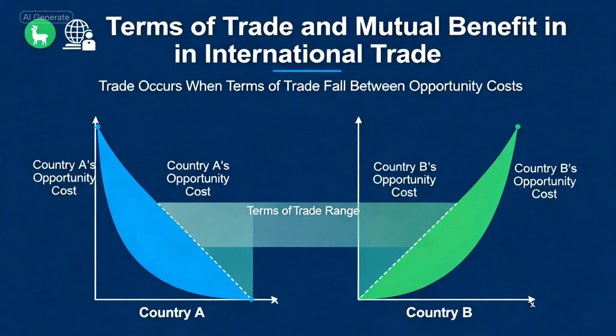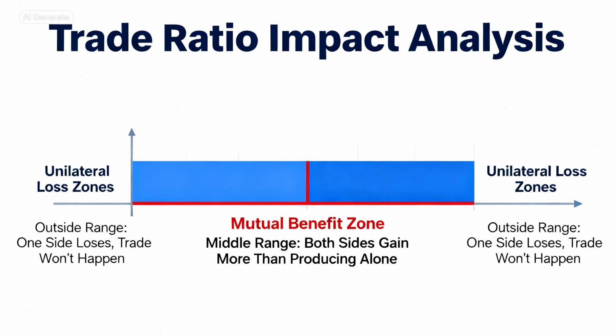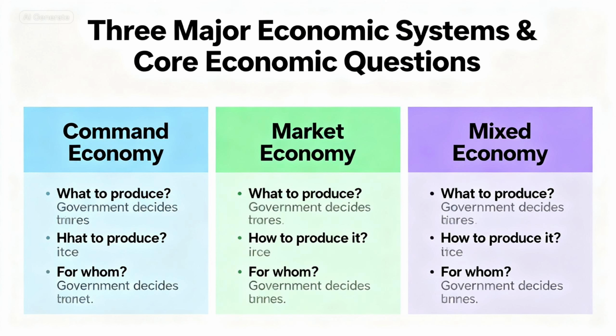Now, terms of trade. Once we know who specializes in what, trade can only happen if both benefit. That's where terms of trade come in. Terms of trade must fall between the two countries' opportunity costs. If the trade ratio is in the middle, both sides gain. If it's outside the range, one side loses and the trade won't happen.